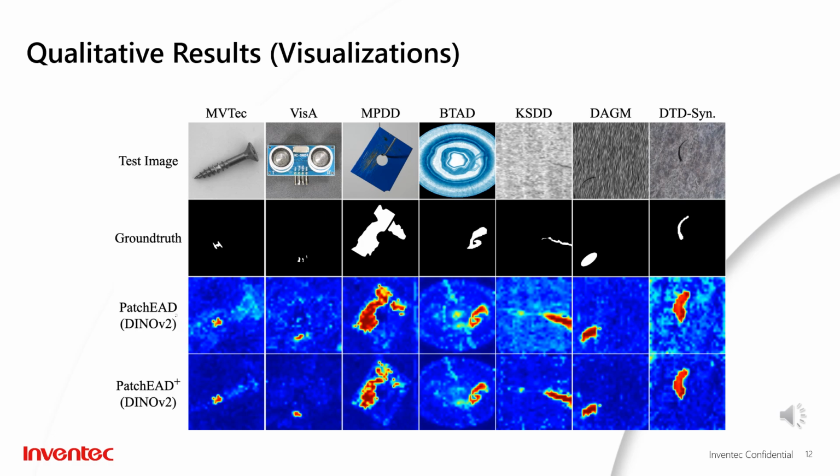Ideally, we want to see the anomaly clearly localized. In this figure, the second row shows the ground truth. The third row is the standard PatchEAD. The fourth row is PatchEAD Plus. If you look at the KSDD or DTD-Synthetic columns, you will notice that PatchEAD Plus produces much sharper heat maps, shown in red, that align almost perfectly with the ground truth. The alignment module successfully removes false positives at the edges that appear in the standard version.